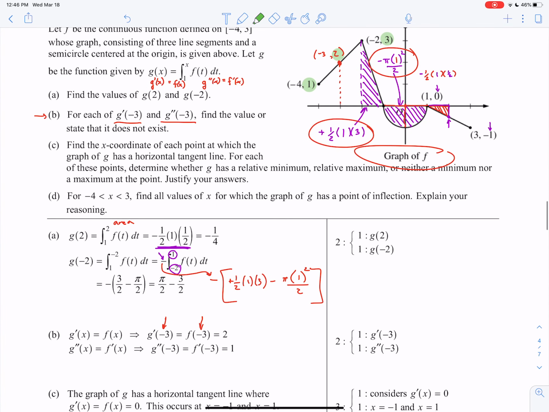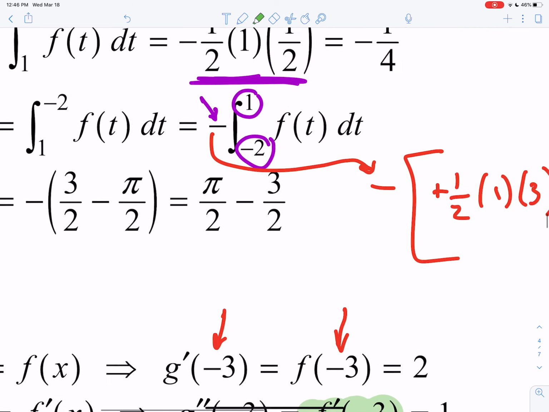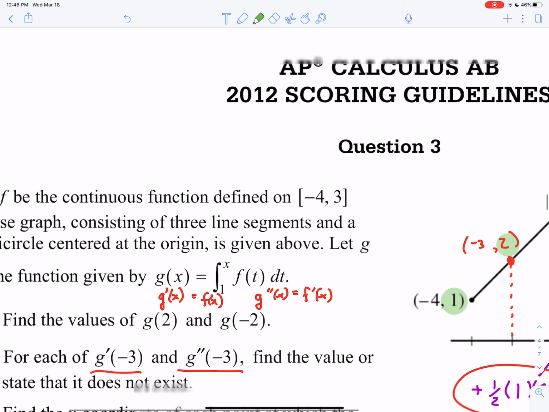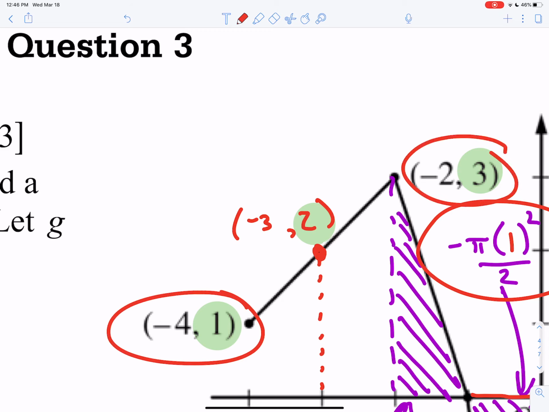Now, if you go to g double prime of -3, that is really just f prime of -3. Now think derivative, right? Derivative just means slope. So at -3, they're pretty much just asking you, what is the slope of this line? You could do two things. You could do the average rate of change between these 2 points right here. You could do 3 minus 1 over -2 minus -4 and get your answer.